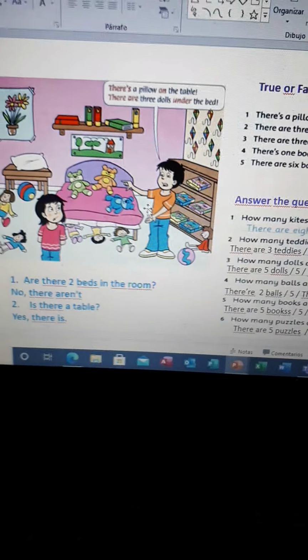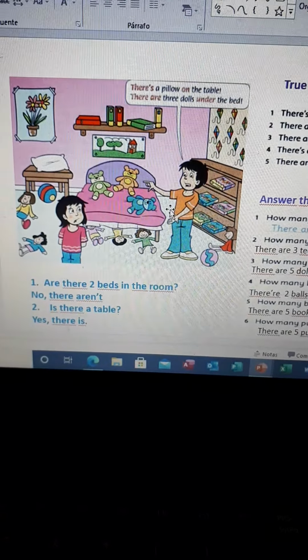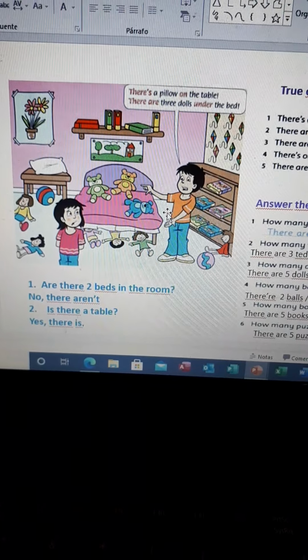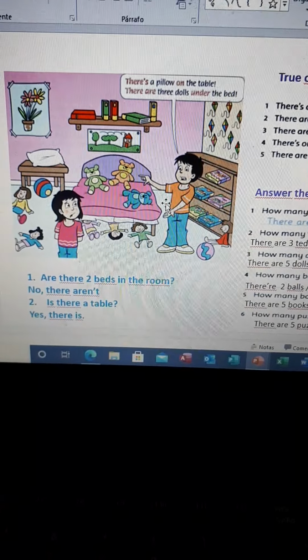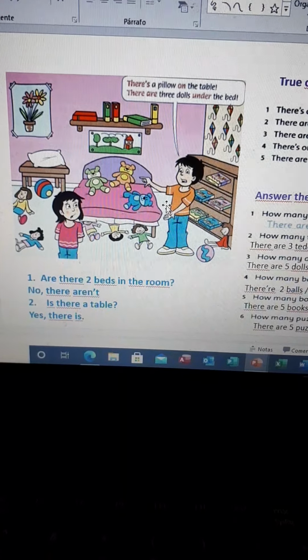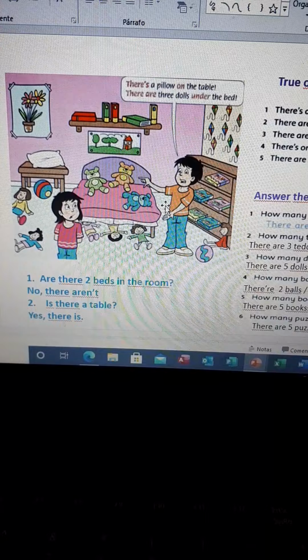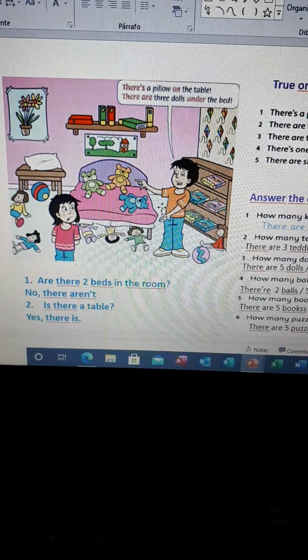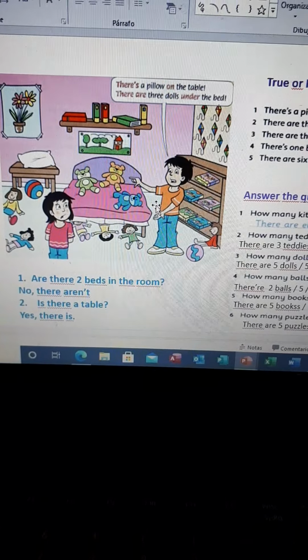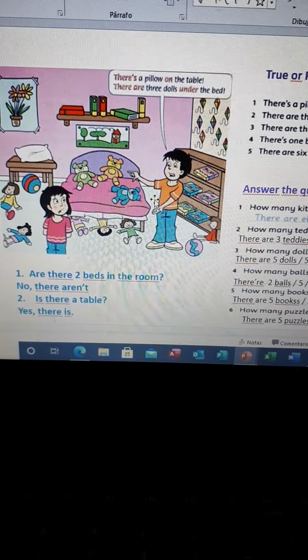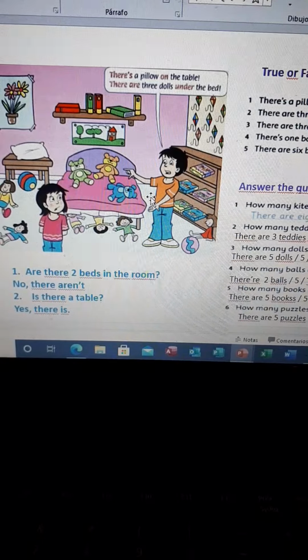Okay, so for example, in this picture, the one that we were using during the class, we can see that we have some things like there is a pillow, there is a picture, there is a chest, there are books, there are two boys, two children or two kids, there are three teddy bears, etc.